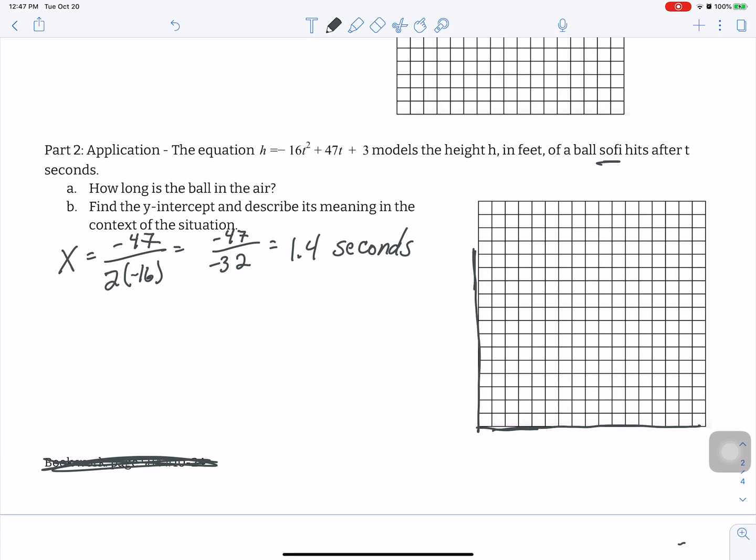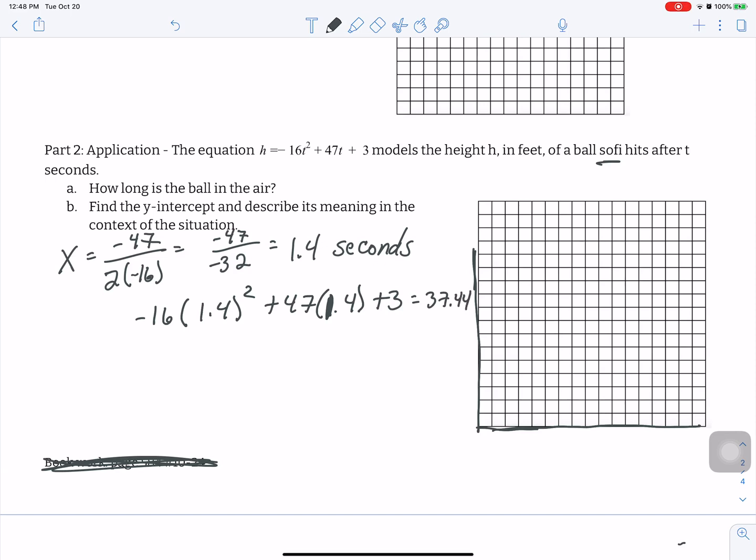So putting in 1.4 for t: negative 16 times 1.4 squared plus 47 times 1.4 plus 3. This is where graphing calculators can sometimes be a little bit nicer to put those in, but with a regular calculator, you'll figure out what works for you to be able to put those in. And so this equals 37.44. Again, that would be the height of the ball at 1.4 seconds.